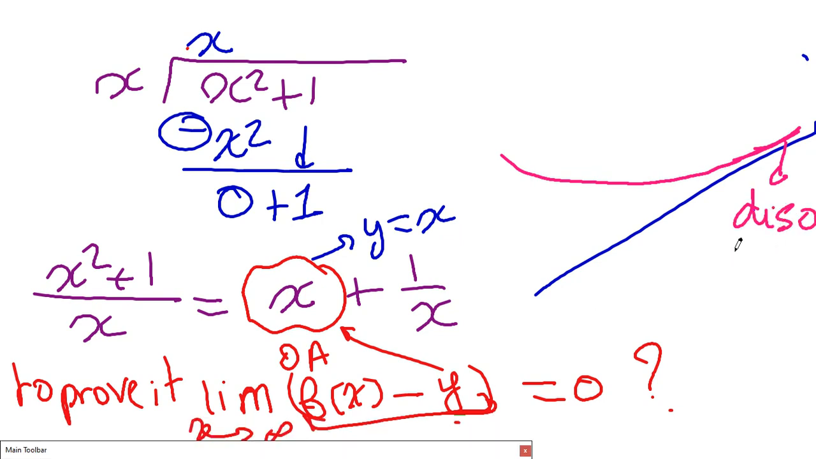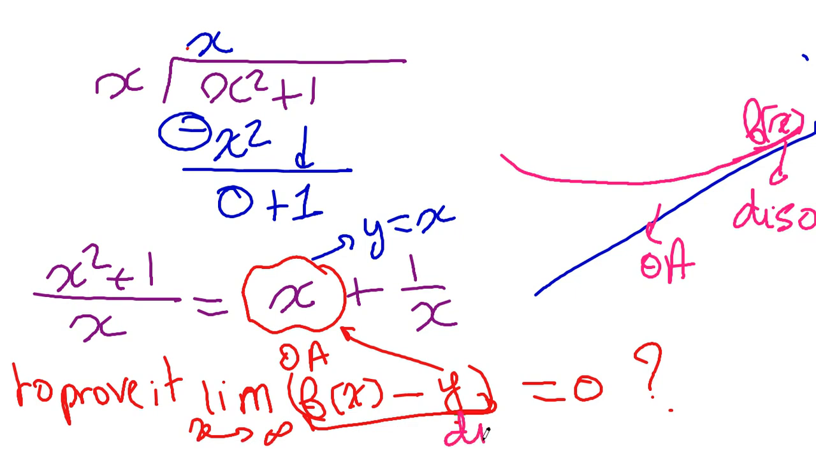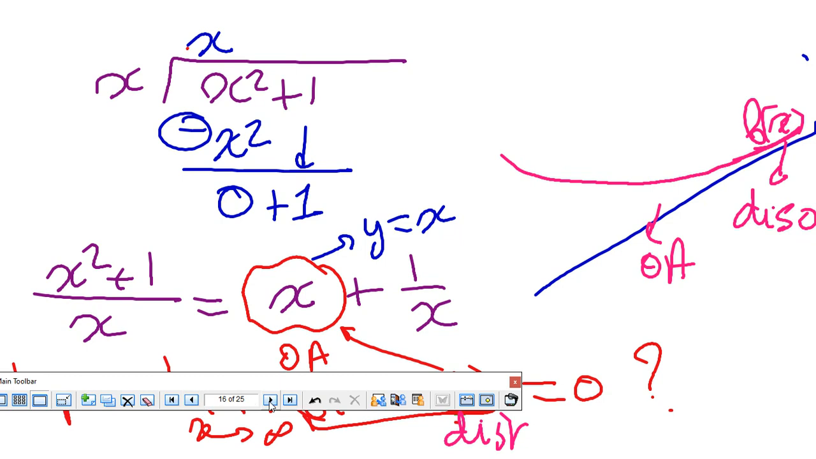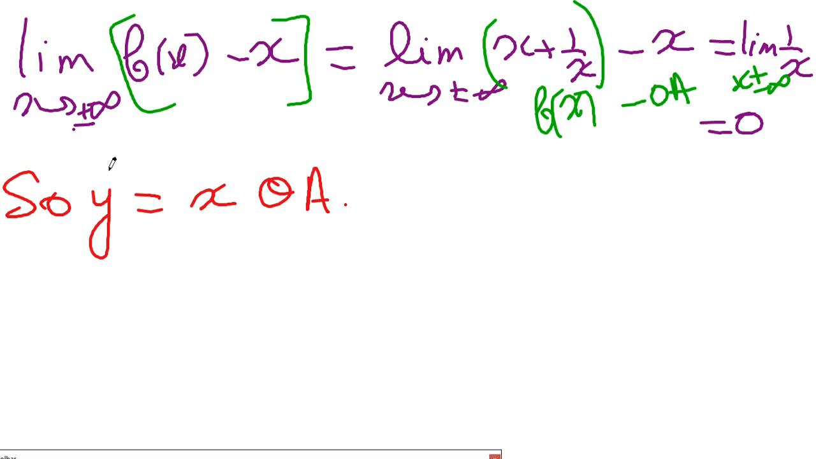So how do we find the distance between two functions or two numbers? We subtract. So this is f of x and this is the oblique asymptote. When I do the subtraction here, I'm trying to find the distance between those two functions. If the distance tends to be zero, I can say that this line is an oblique asymptote. So that's why we do the limit of the subtraction when x tends to infinity.